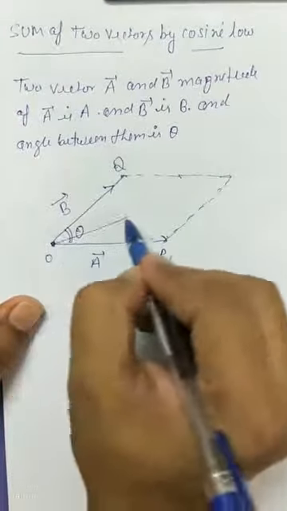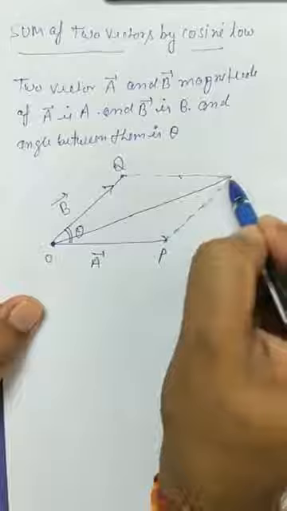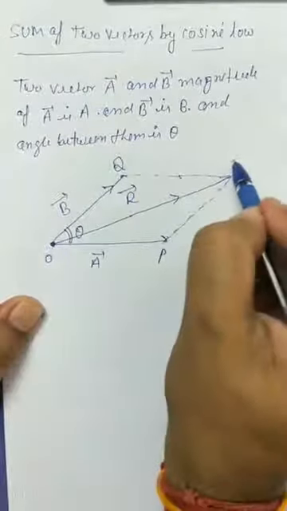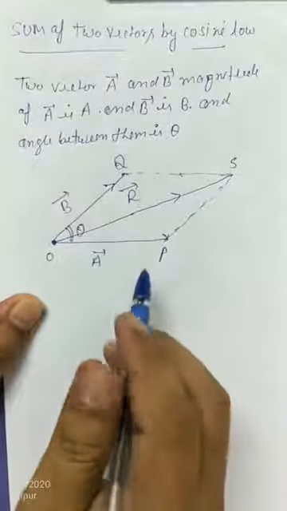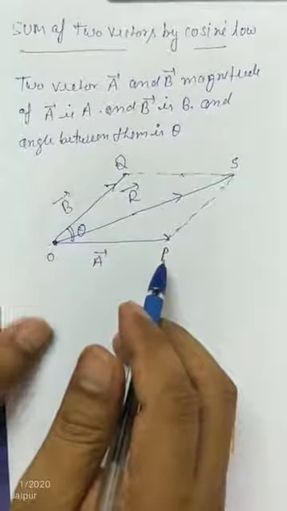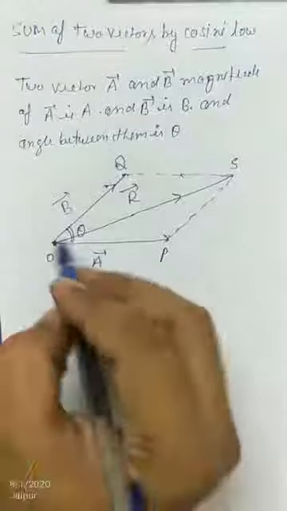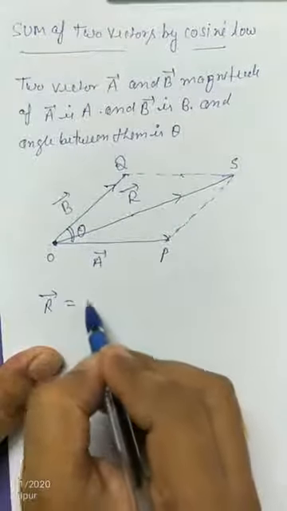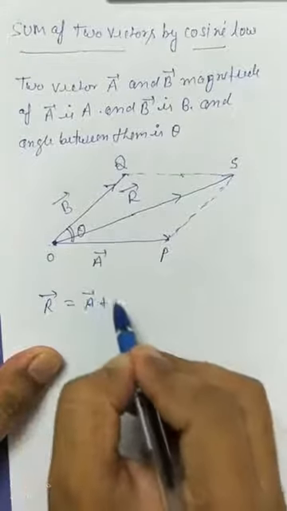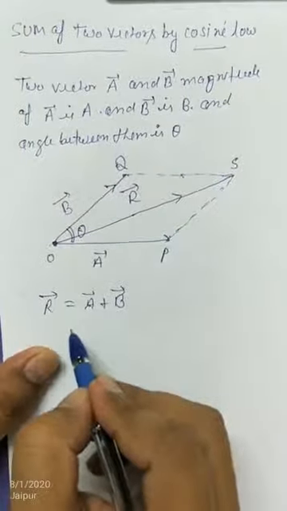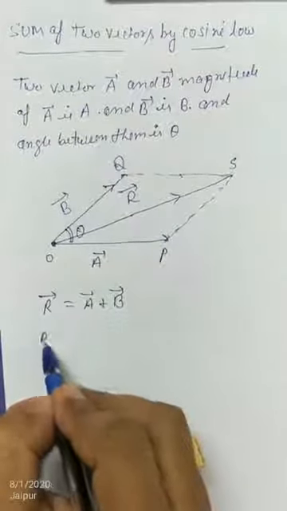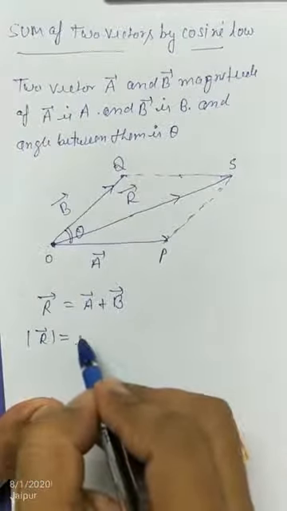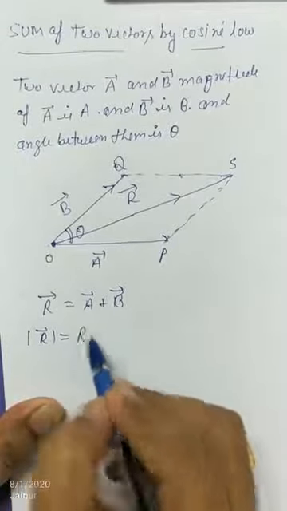This is the resultant of the sum of two vectors, R. OS is the resultant of vector A and vector B, and this is R. Then it means R vector is equal to A vector plus B vector. And the magnitude of the resultant vector is R.